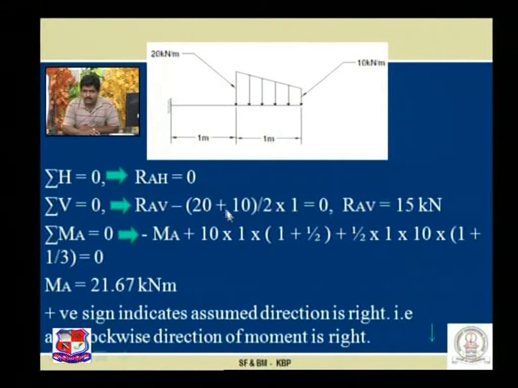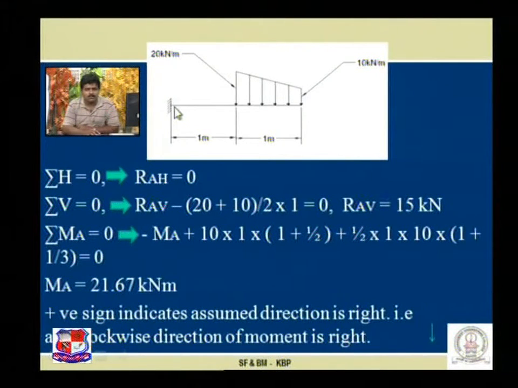If you do not know this formula, area of trapezoid, then you can divide this trapezoid into two parts, rectangle and triangle, or you may divide it into two different triangles also. Any one option out of the three is acceptable. The answer remains unchanged. RAV is equal to 15 kilonewton, and this positive sign indicates that our assumed upward direction is right.